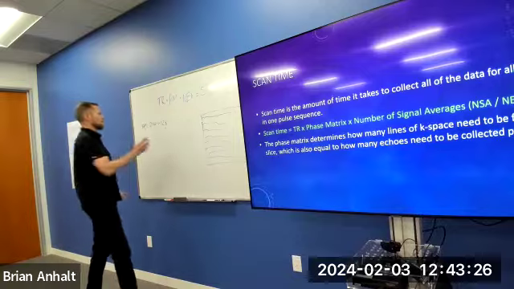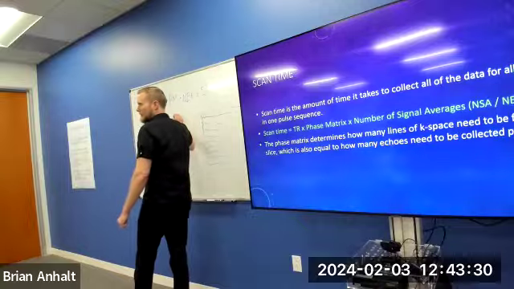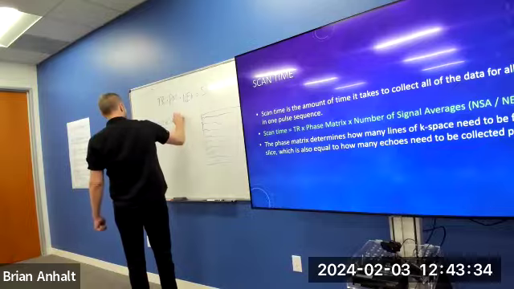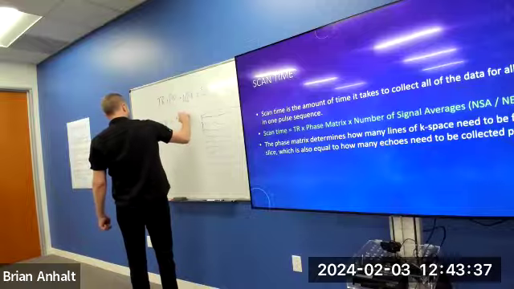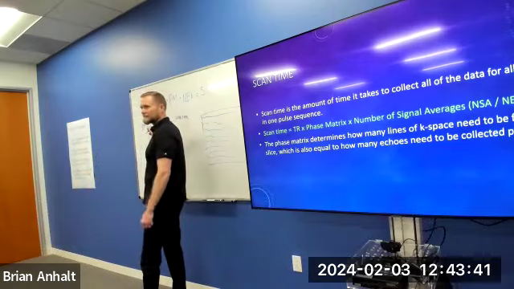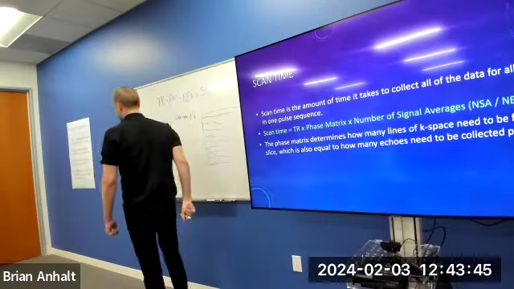What happens to scan time? It decreases, right? By how much? Yeah, scan time goes down by 1/2, because this number is half of this number, right? So scan time goes down 1/2 of what it was before.